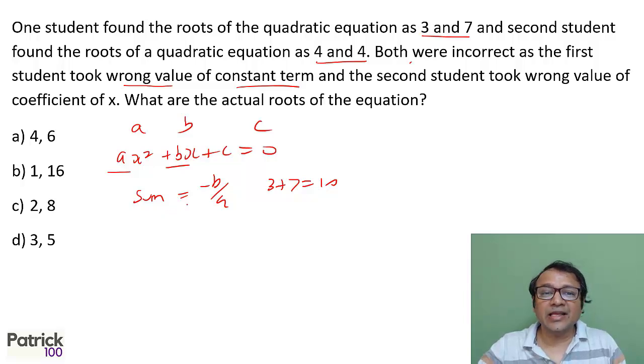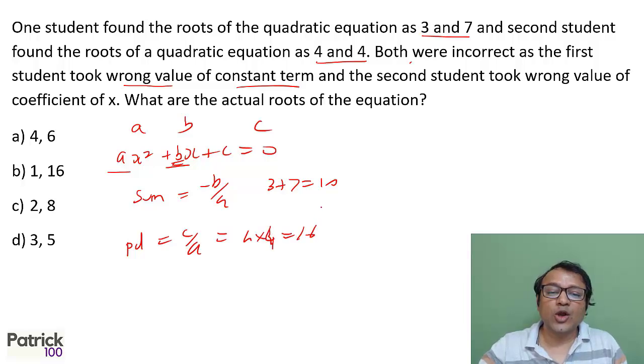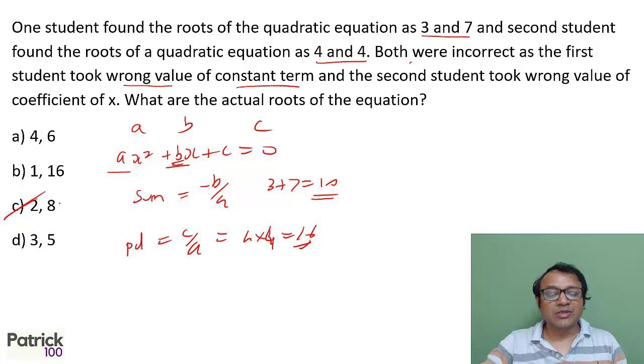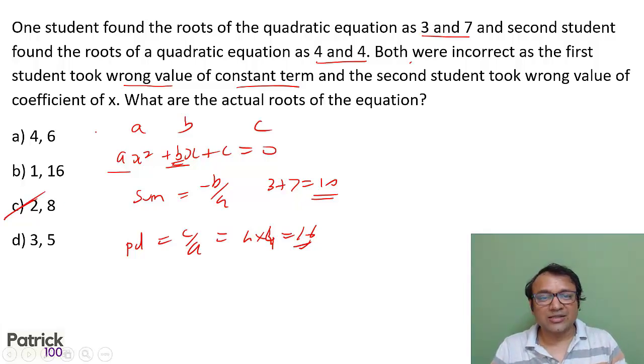In the second case, the value of b is wrong, so the product of the roots should be right. Product is c upon a, which means the product should be 4 into 4, 16. Now look at the option where the sum is 10 and the product is 16. C option, sum is 10, product is 16. So that will be the answer.